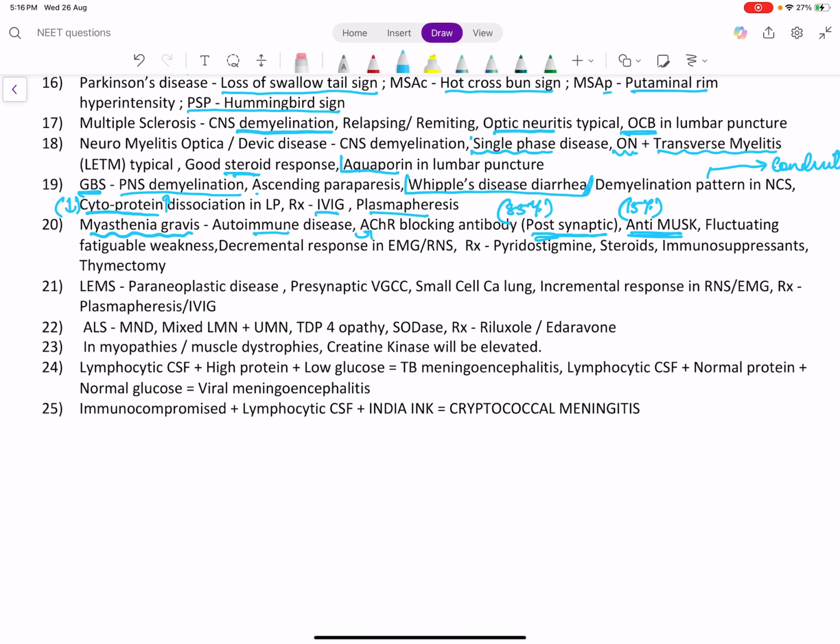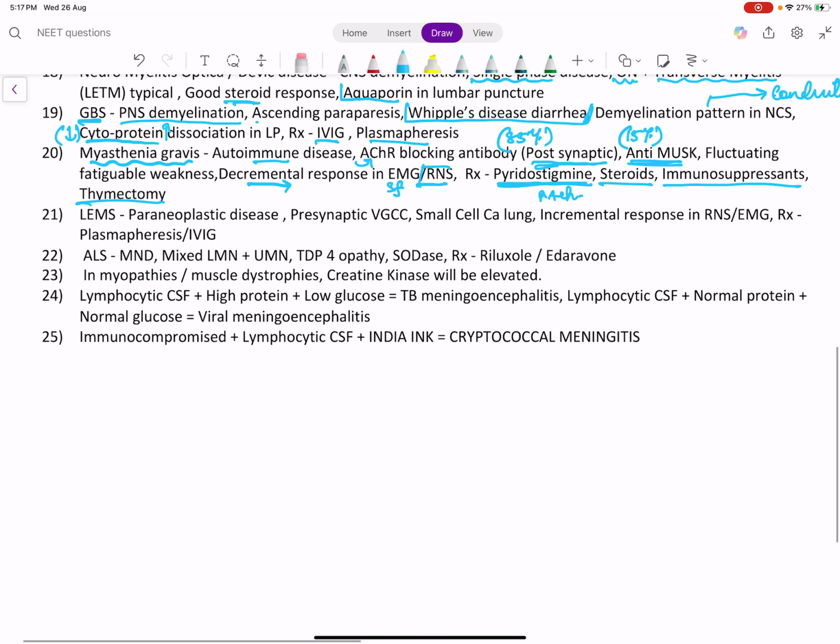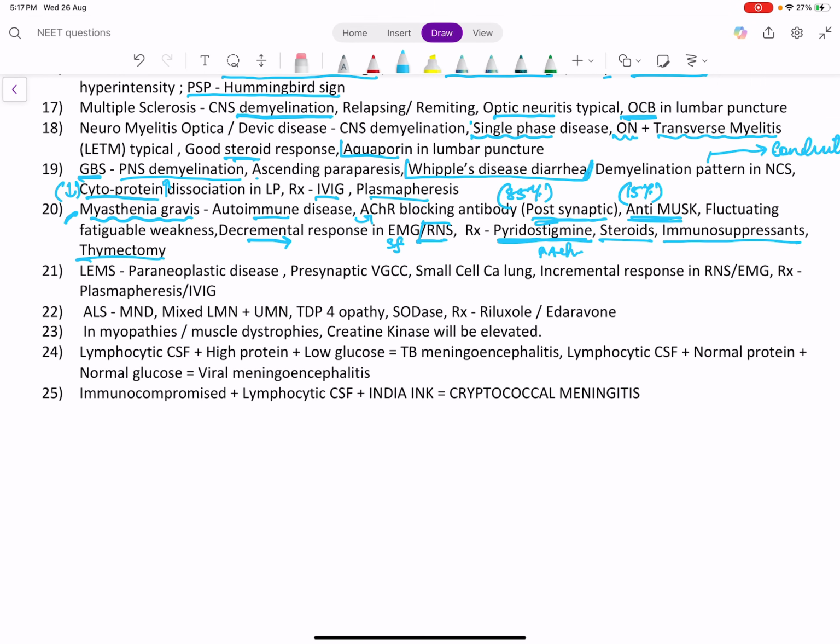If you do a repetitive nerve stimulation or single fiber EMG, the response is decremental because as we keep on stimulating the muscle, acetylcholine gets utilized and muscle contraction will be slowed. Treatment, initial thing is pyridostigmine, which is a cholinesterase inhibitor. So we can increase the acetylcholine in the neuromuscular junction. Steroids can be given because it's an autoimmune disease, immunosuppressants, and thymectomy because many cases of myasthenia gravis are associated with thymoma. Close DD for myasthenia gravis is LEMS, Lambert-Eaton myasthenic syndrome.